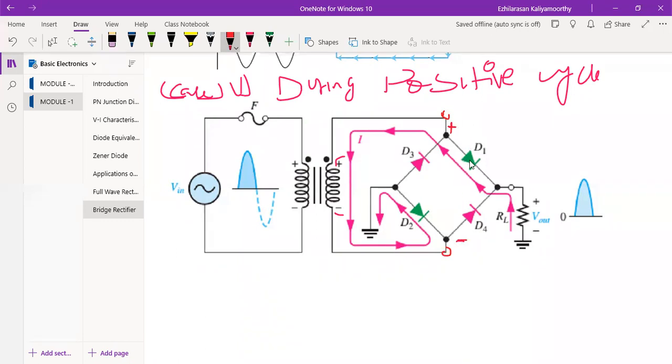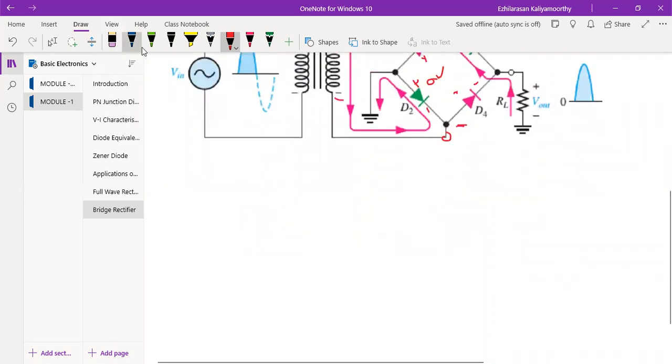You see the plus is connected to the anode and the minus is connected to the cathode here. This is minus, this is plus, then this is plus, this is minus. From this it will be very easy for you to identify. So the P is connected to positive, the N is connected to negative. So D1 is on. In the same way, D2 also is on. So during the positive cycle, it's very simple.